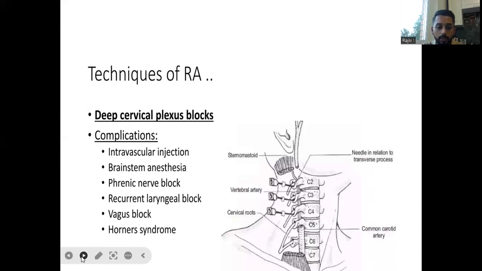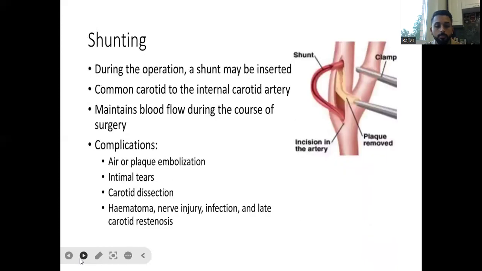Now, technique of it is deep cervical plexus block. What you do is, I told you, always you have to go in 3 regions. You have to put in the C2, C3, and C4 dermatomes. Okay. Also, you can do a vagus block, but vagus block can also be a complication sometimes.